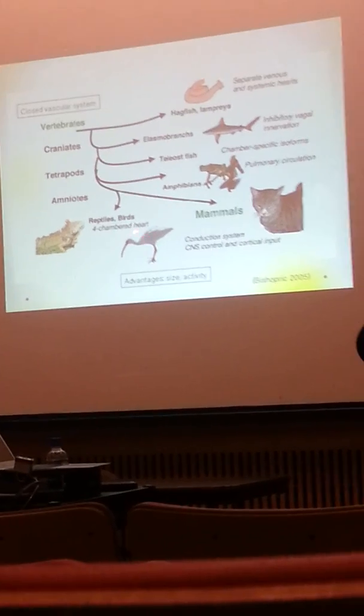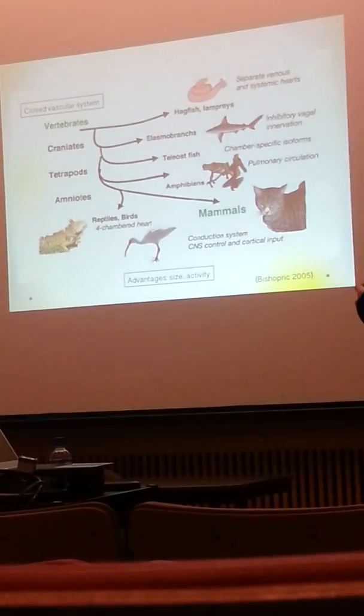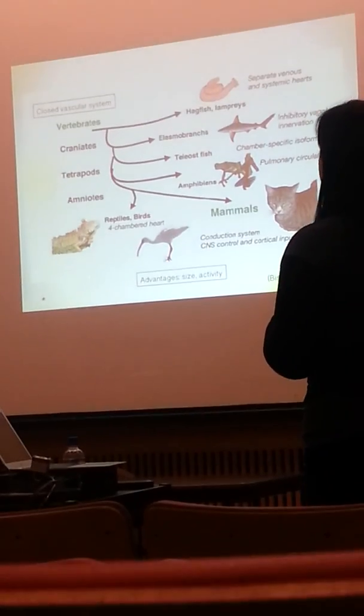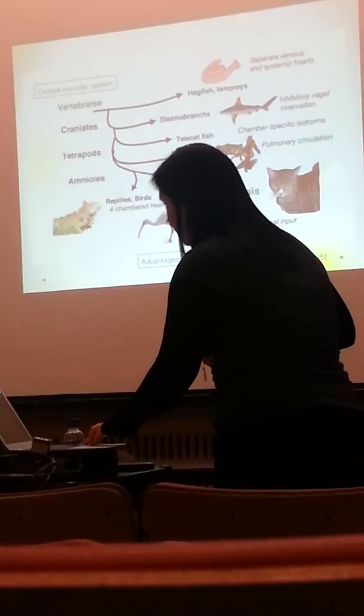Birds and mammals are the only animals that have a complete septation of the 4 chambers. The advantage of this is the size and the activities that the animals could perform.